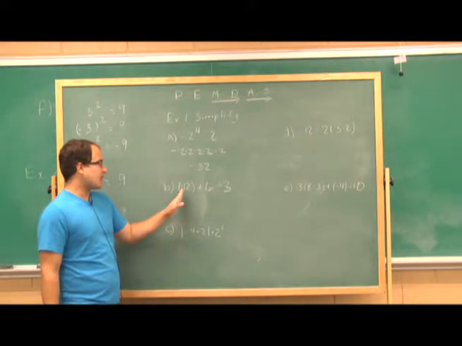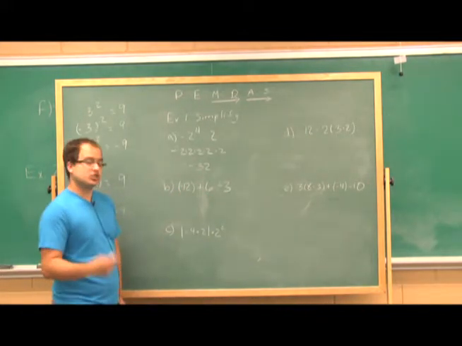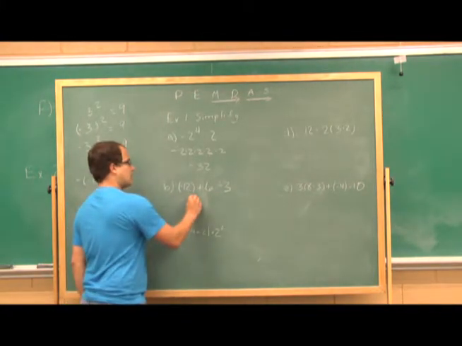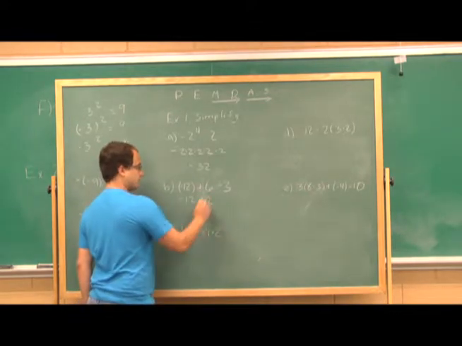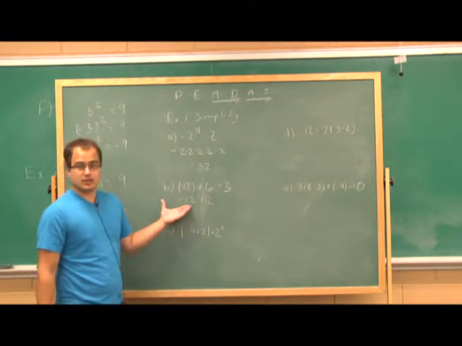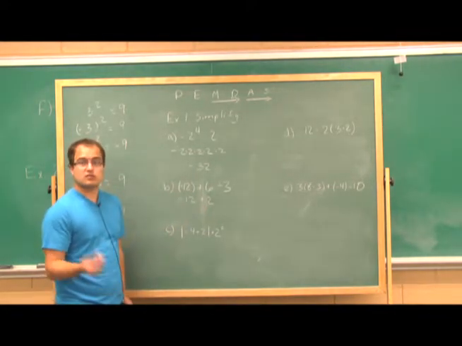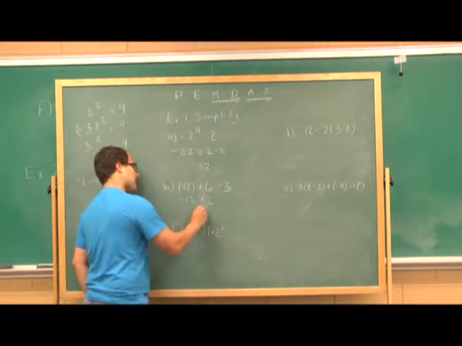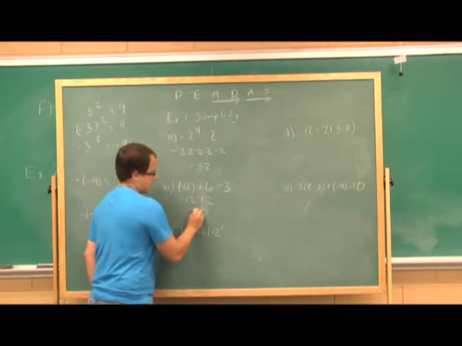Now with B, we have negative 12 plus 6 divided by 3. According to order of operations, we can't do the addition until we do division. So 6 divided by 3 is 2. Now we can do the addition. Negative 12 plus 2. They have opposite signs, so I'm going to subtract them. 12 minus 2 is 10. The negative 12 is the larger value. Because it's negative, my answer will be negative.